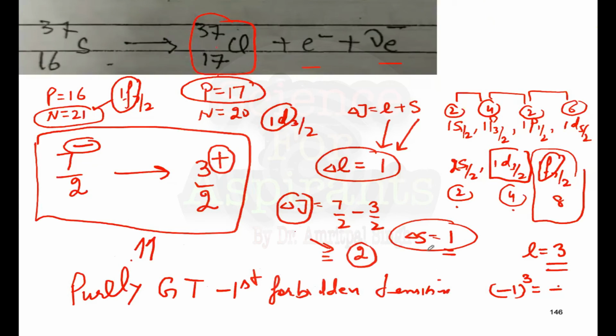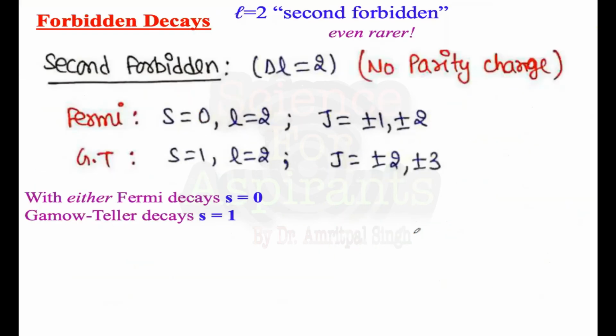So do you understand? Yes, sir. Okay, because this is very important, you need to calculate. So you should have understood how you can calculate in order to find the allowed transition or a forbidden transition.